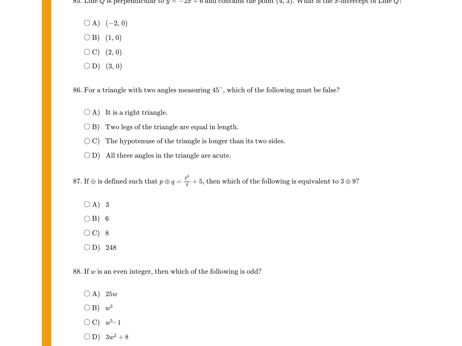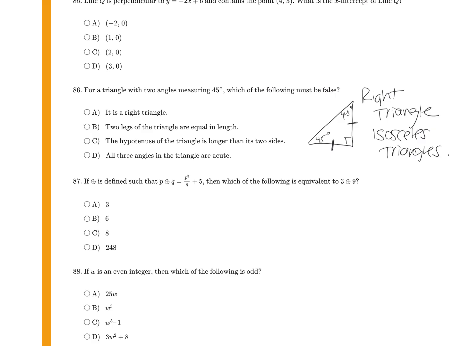Okay, so number 86. For a triangle with two angles measuring 45, which of the following must be false? Okay, so triangles have to have angles that add up to 180. So if a triangle has two angles that are 45, that's already 90 degrees. That means the third angle has to be 90 degrees. So this is actually a right triangle. And since two of the angles are the same, two of the sides have to be the same. So it's isosceles. Isosceles triangles are triangles that have two sides that are the same.